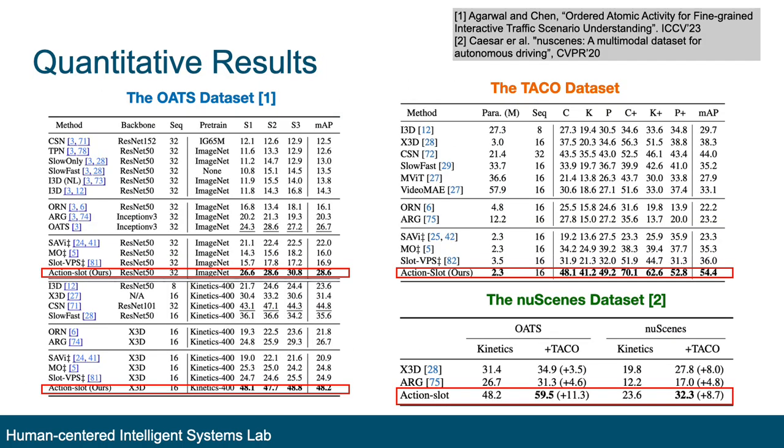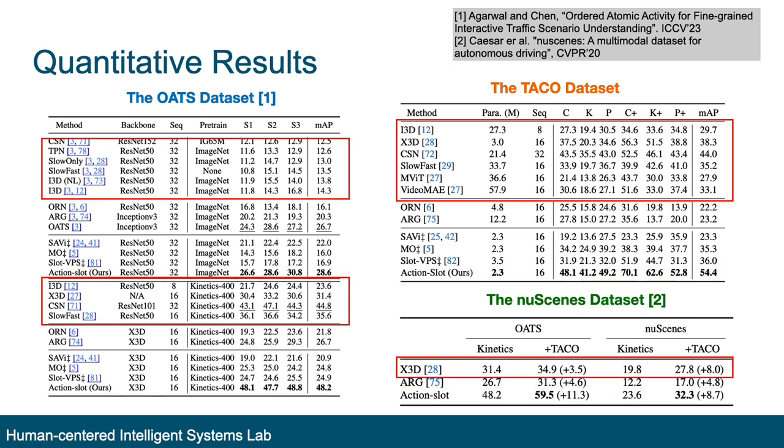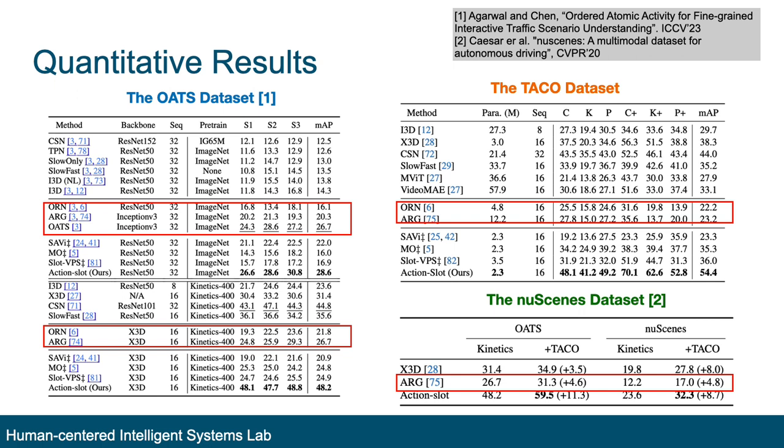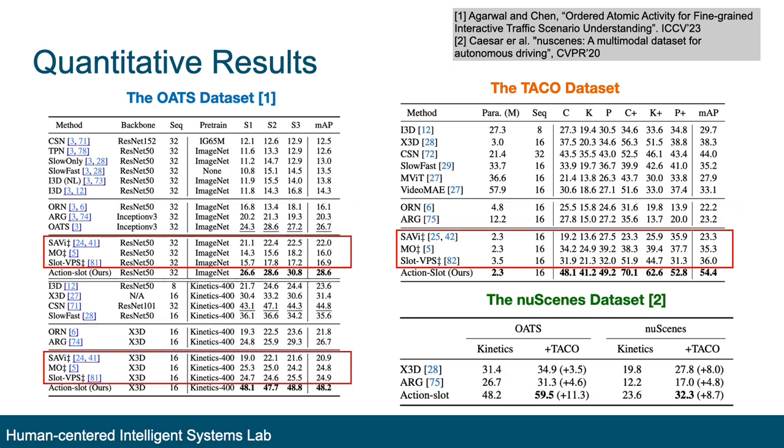We evaluate Action Slot on 3 different datasets, including OATS, the proposed TACO, and new scenes. Action Slot outperforms all evaluated video-level representations and object-aware representations. The results verify our arguments on video-level and object-aware representations. In addition, we re-implement existing video slot attention methods to compare with Action Slot, verifying that the prior slot attention works are not suitable for atomic activity recognition.